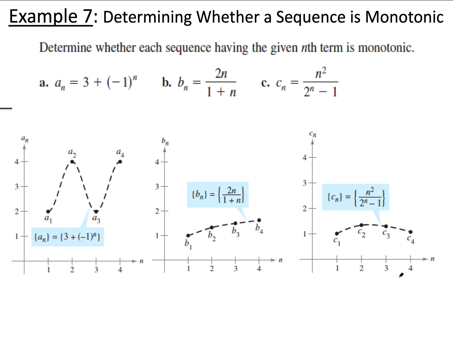We can see that it's bounded above and bounded below. But we'll say that it's definitely not monotonic, right? Because it increases and then decreases. How about in letter B?